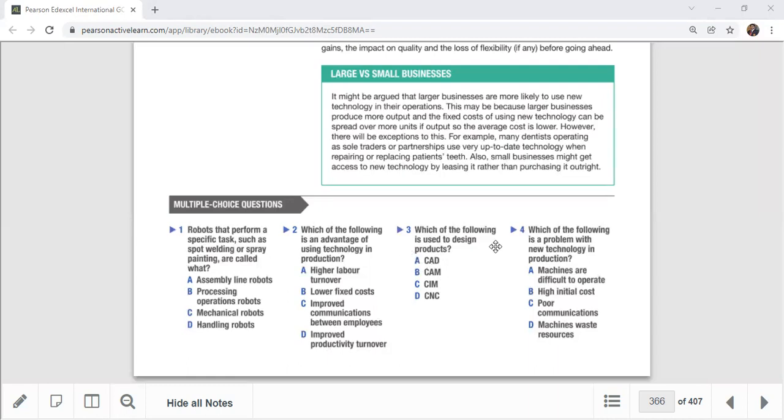Designing uses specialized software. Last question: which of the following is a problem with new technology in production? A, machines are difficult to operate. B, high initial cost. C, poor communications. D, machines waste resources. What is the problem with new technology? I got 4 correct answers. B is the correct answer: high initial cost.